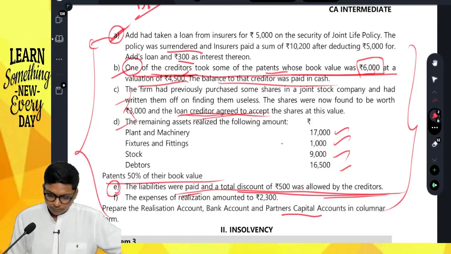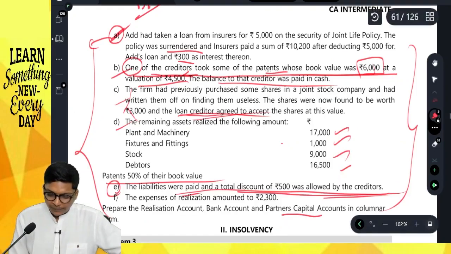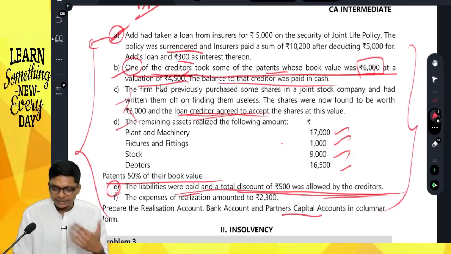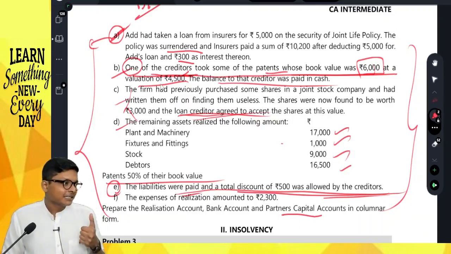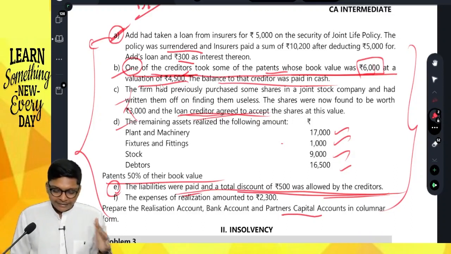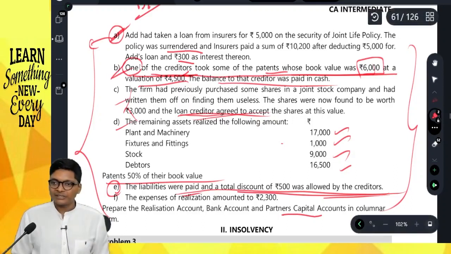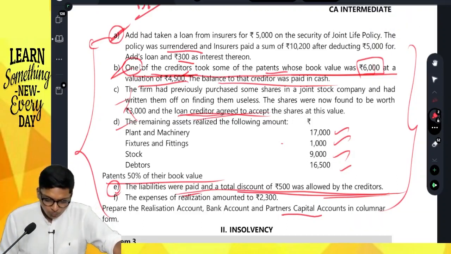Some of the patents whose book value is 6,000 were taken over at 4,500. So, patents of 6,000 book value for a value of 4,500. Next, patent. Understood this, guys? Have you done the posting till here? Next adjustment. So we finished BU, we finished EU simultaneously.